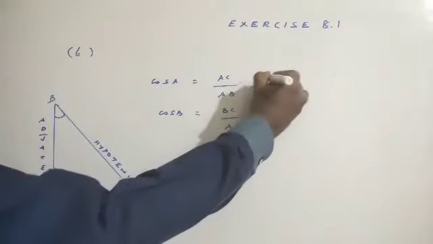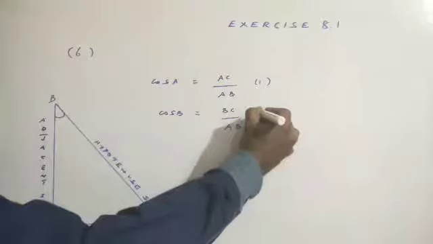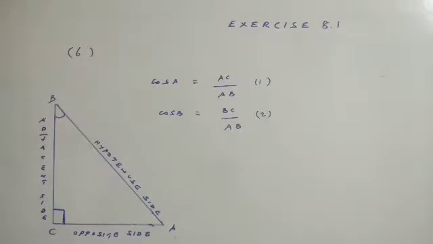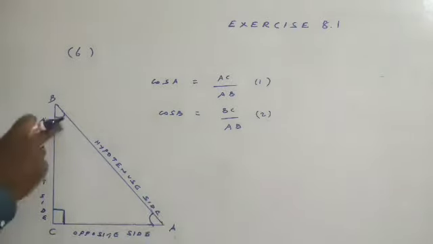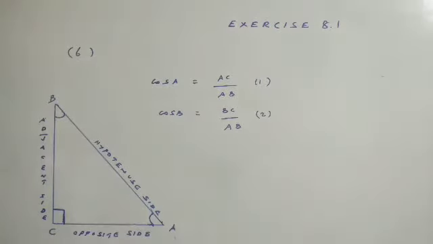Consider this is an equation 1, this is an equation 2. They mentioned cos A and cos B are equals. Here also put A because the angle A and angle B we can easily consider 45 degree because this is 90 degree. 45 plus 45 is 90, 90 plus 90 is 180. We can write cos A equal to AC by AB. It is an equation 1. Second one, cos B equal to BC by AB. It is an equation 2.